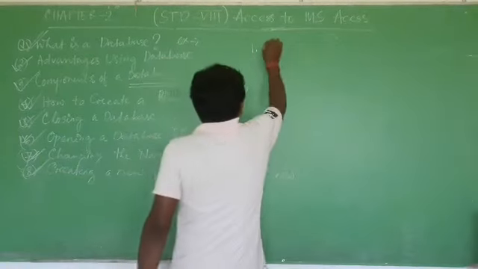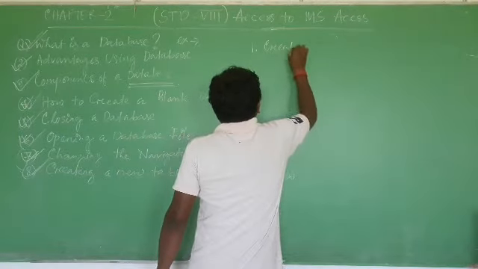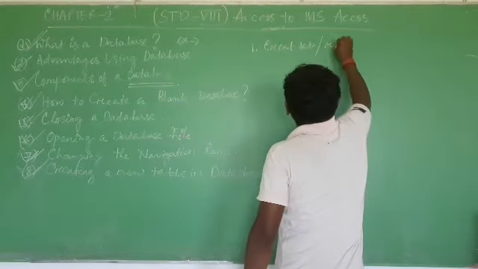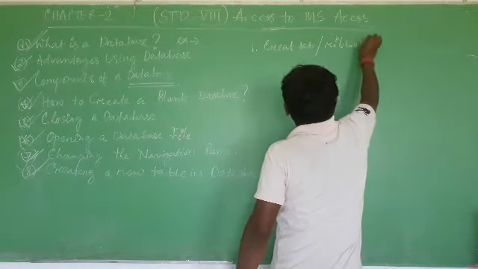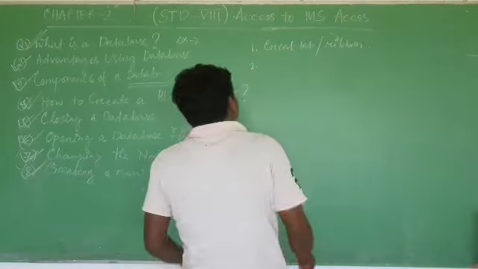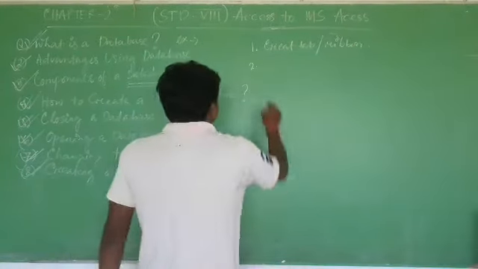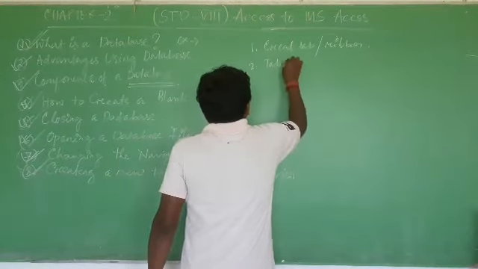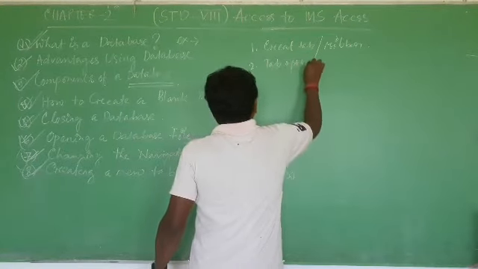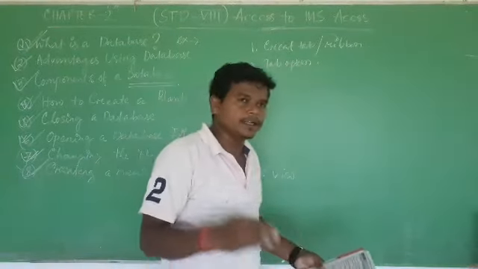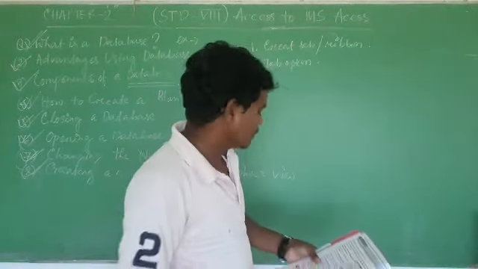Click on the create tab on the ribbon. Next, click on the table option. By clicking on the table option, MS Access will open a new table in the datasheet view.